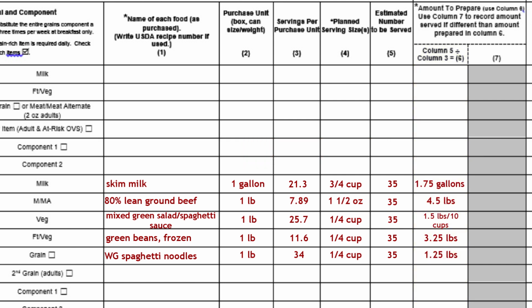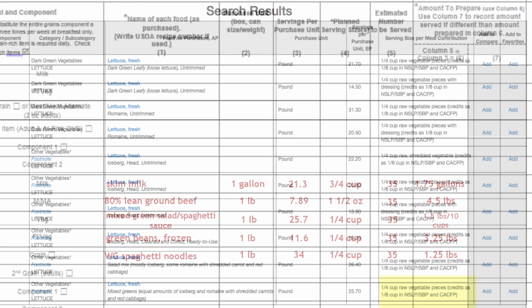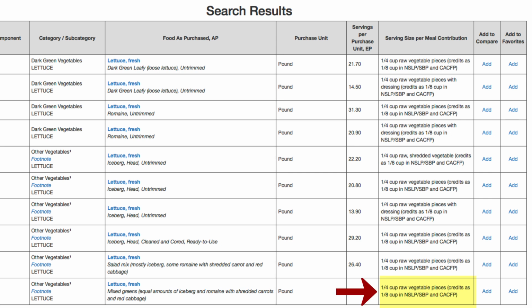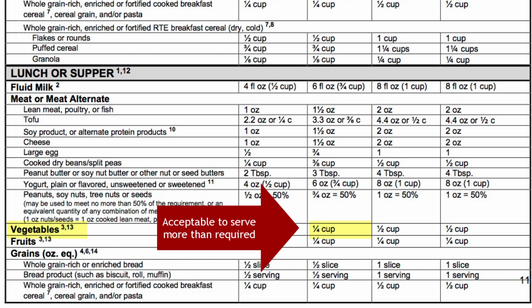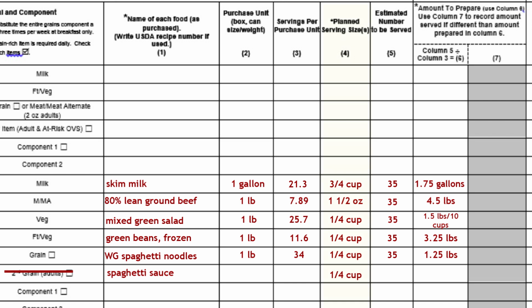The last component is the additional vegetable contributed by the spaghetti sauce. 1/8 cup is needed when combined with a 1/8 cup of lettuce to ensure participants receive the 1/4 cup vegetable required by the meal pattern. However, it is acceptable to serve more than required, so 1/4 cup will be the planned serving size, since it will produce a more acceptable product.